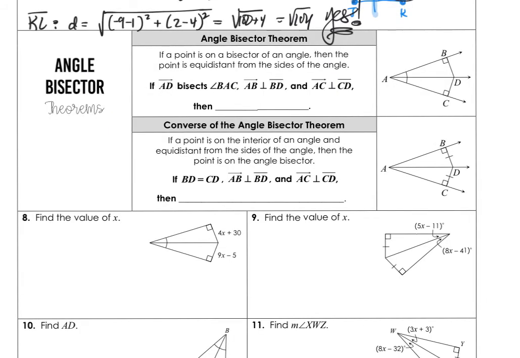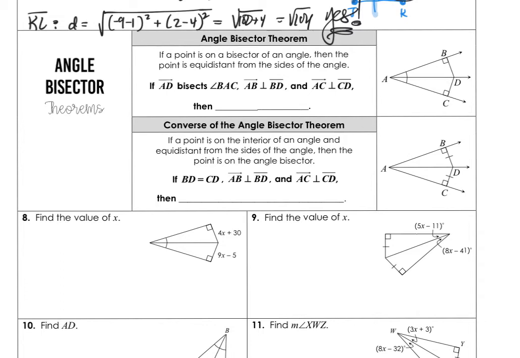All right, so let's now talk about angle bisector theorems. We just talked about the perpendicular bisector theorem and the converse of that. Let's talk about an angle bisector theorem. All right, here we go. If a point is on the bisector of an angle, then the point is equally distant from the sides of the angle. So let's look at the givens here.